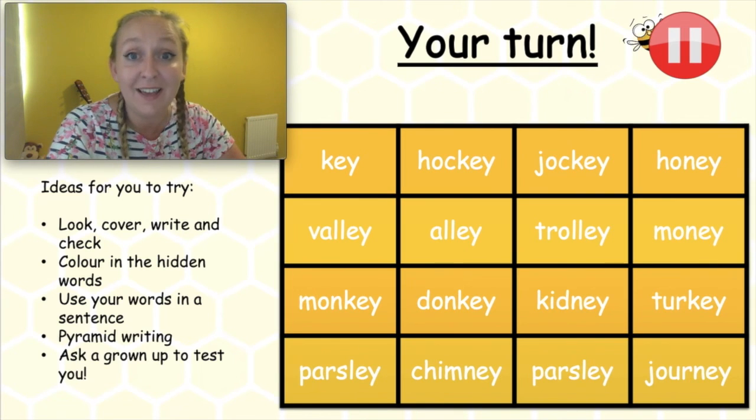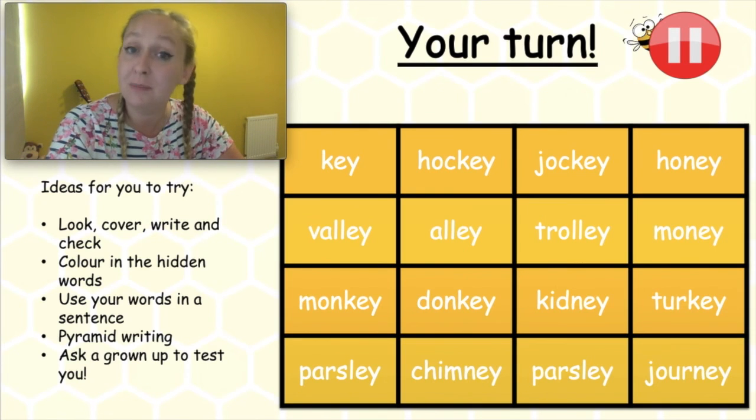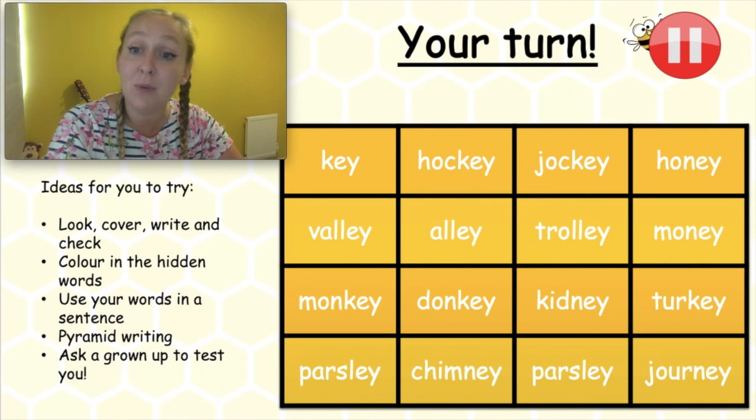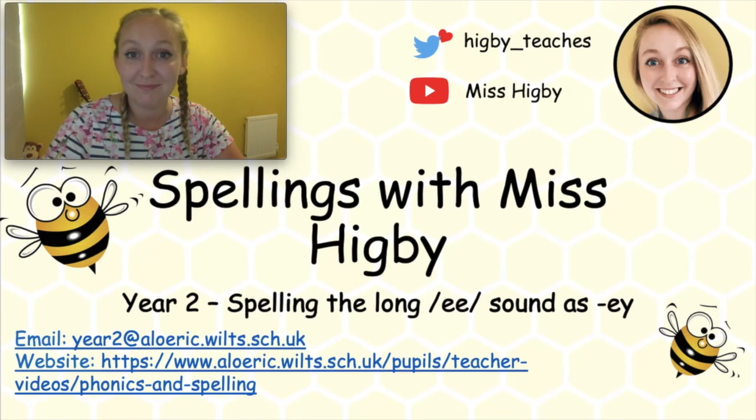Or finally, really simple, really easy and really effective. Ask your grown-up to test you. Ask your grown-up to test you when you're eating your breakfast. Ask your grown-up to test you when you're at the shops. Really quick, random, quick fire asking will help you to practice. You can pause this video here if you want to use the words on the screen to help you.